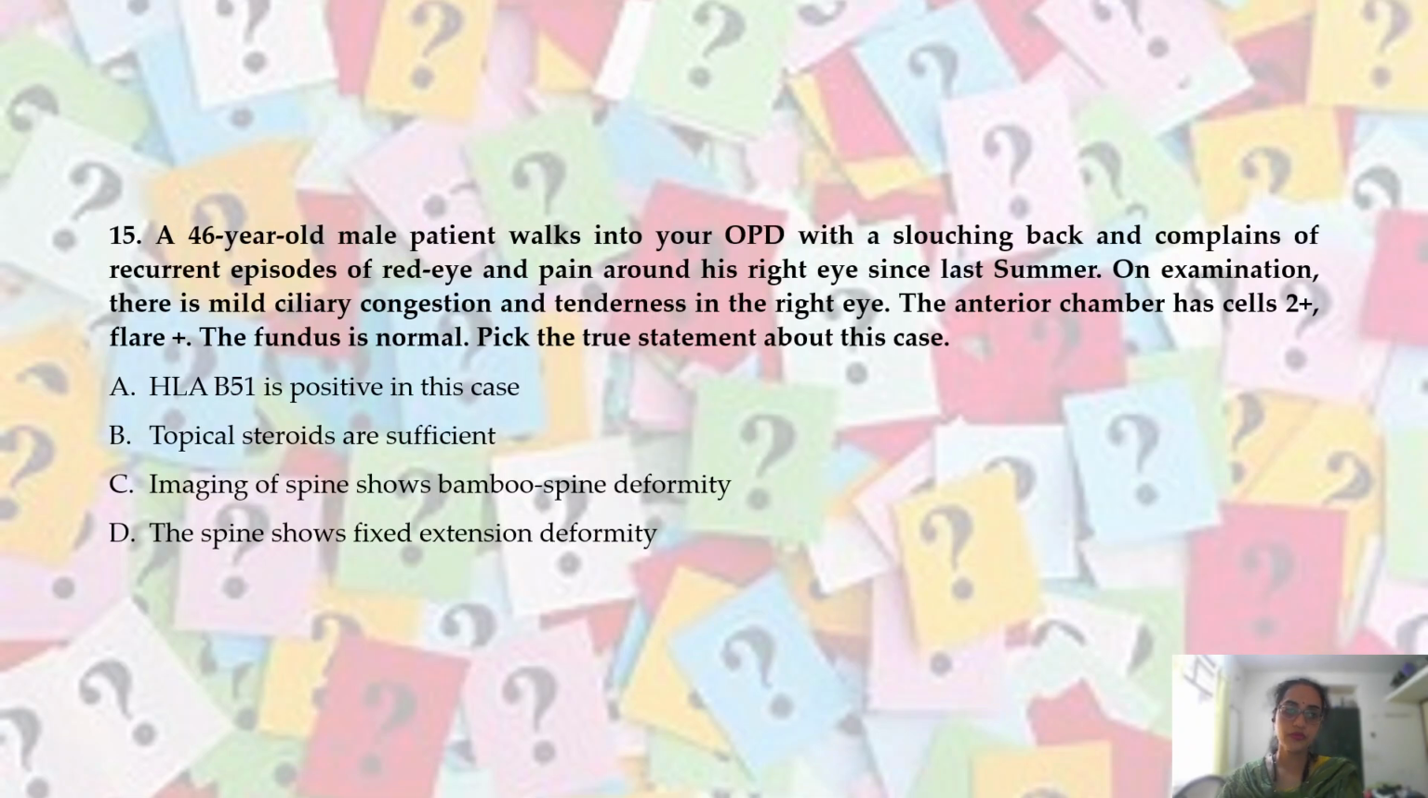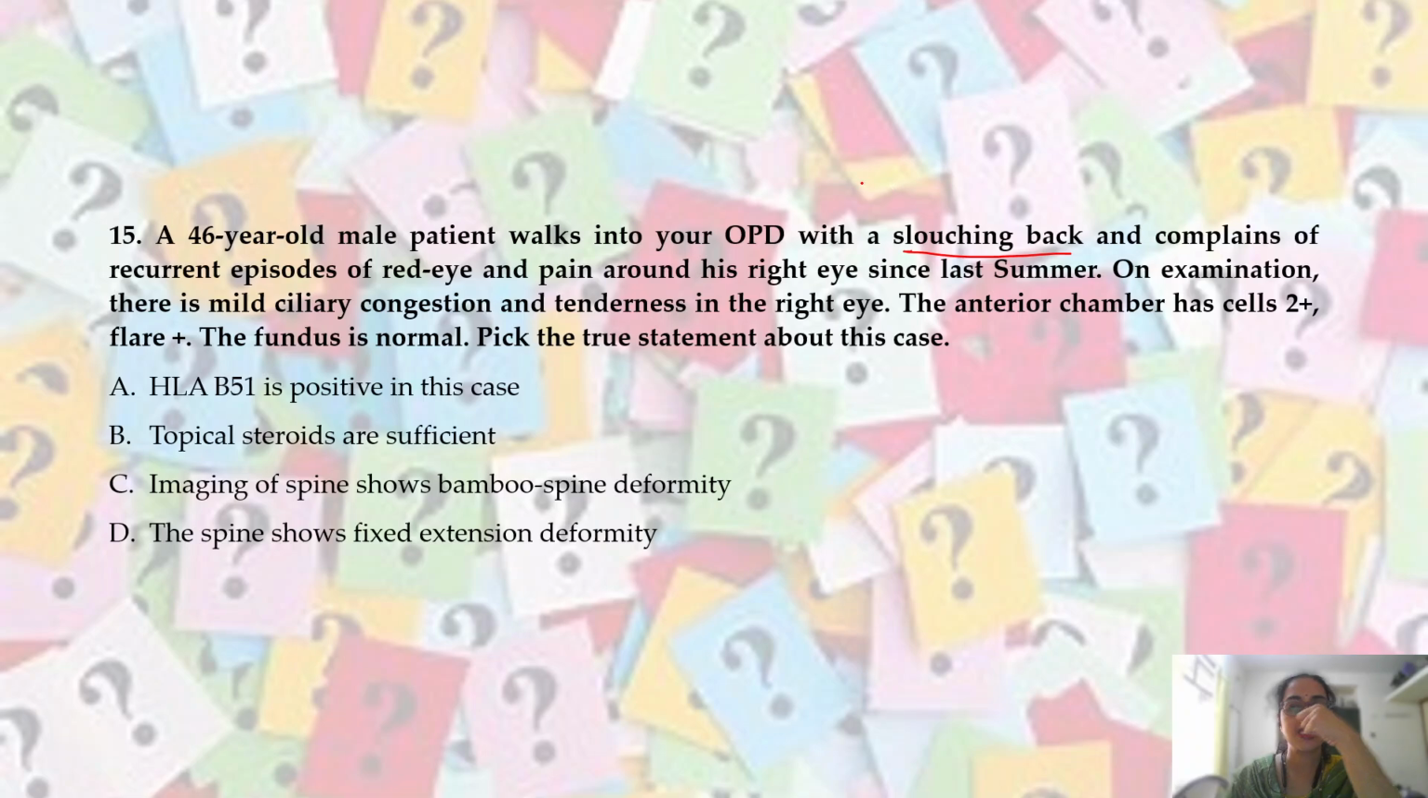Okay. A 46-year-old male patient walks into your OPD with a slouching back and complains of recurrent episodes of red eye and pain around his right eye since last summer. On examination, there is mild ciliary congestion and tenderness. There are anterior chamber 2 plus cells and flare 1 plus. The fundus is normal. So this is a straightforward case of ankylosing spondylitis.